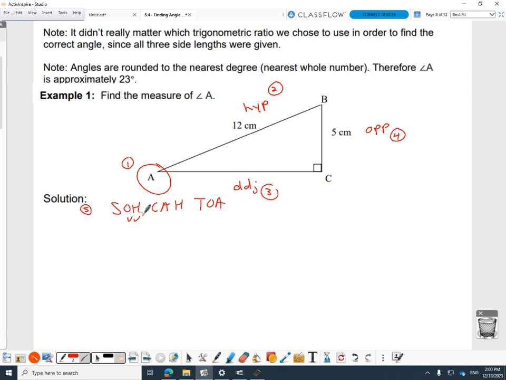Once you've decided which one to do, it's sine of A equals opposite over hypotenuse: opposite is 5, hypotenuse is 12.